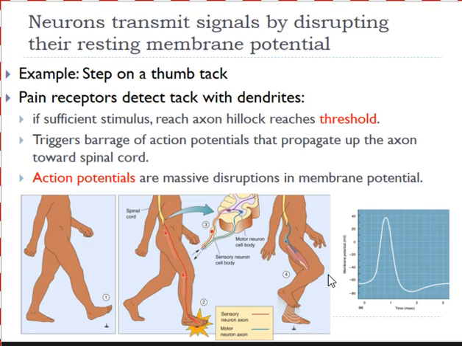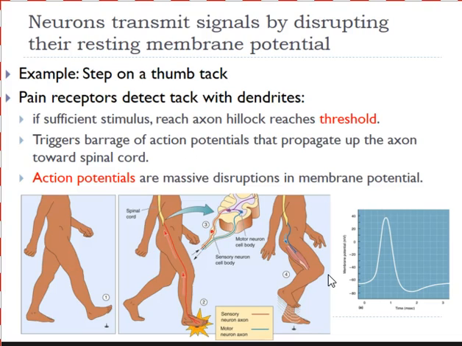If there's sufficient stimulus, that will result in the axon hillock of these pain receptive neurons reaching threshold, which will then trigger a barrage of action potentials that will propagate and travel like little waves up this person's leg, up into their spinal cord, and then usually through relays of additional neurons up the spinal cord, up into the brain, to the point that you can actually perceive that you just stepped on the thumbtack.